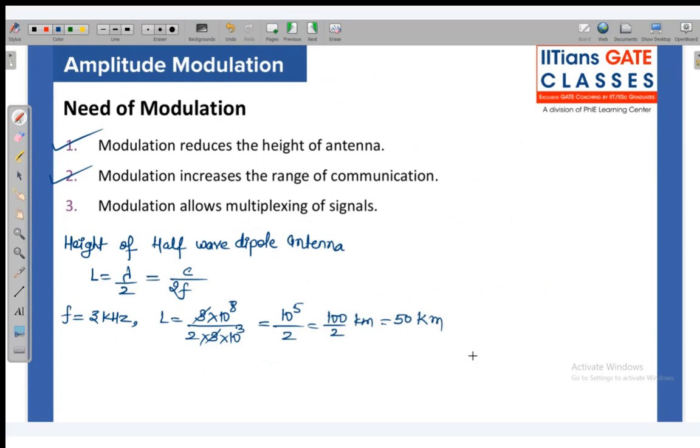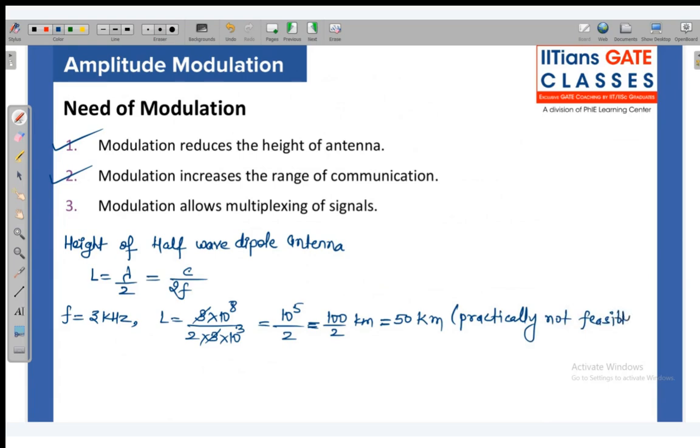Correct? So a 50-kilometer antenna you have to install in your place, maybe on the roof of your house, to transmit a 3 kilohertz signal. Can you imagine a 50-kilometer antenna? Not possible. Not possible to install. It is practically not feasible. Theoretically we can say it, but it is practically not feasible.